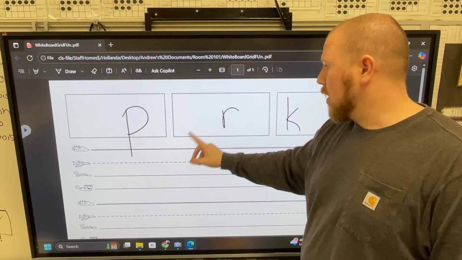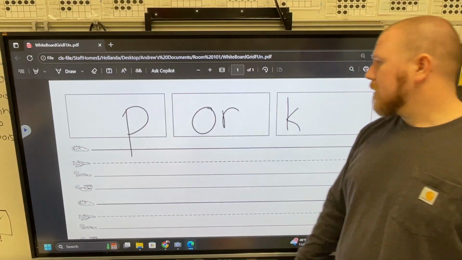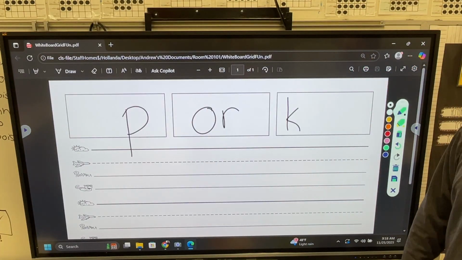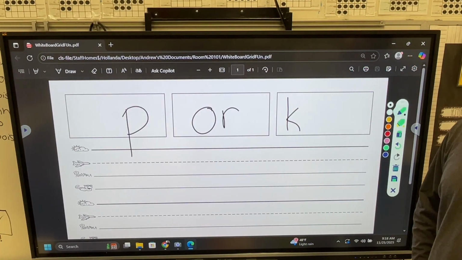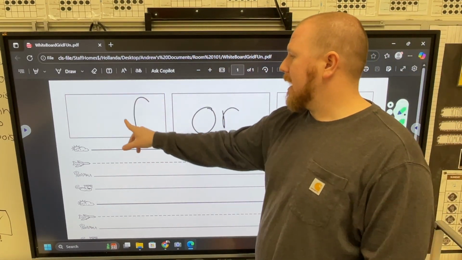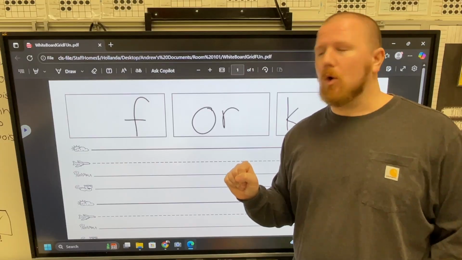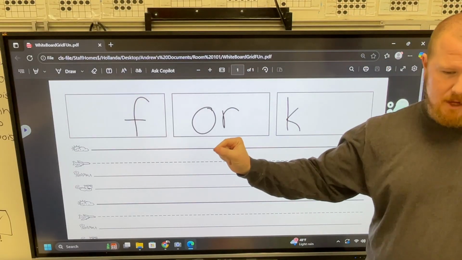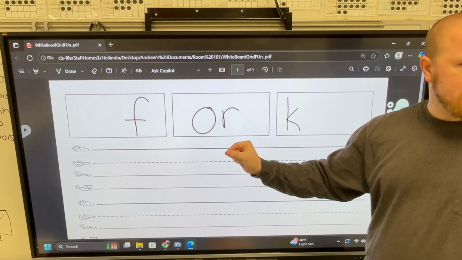Or. There we go. Then we're going to change pork to fork. Fork. I need a fork to eat my pork. Okay, so fork.